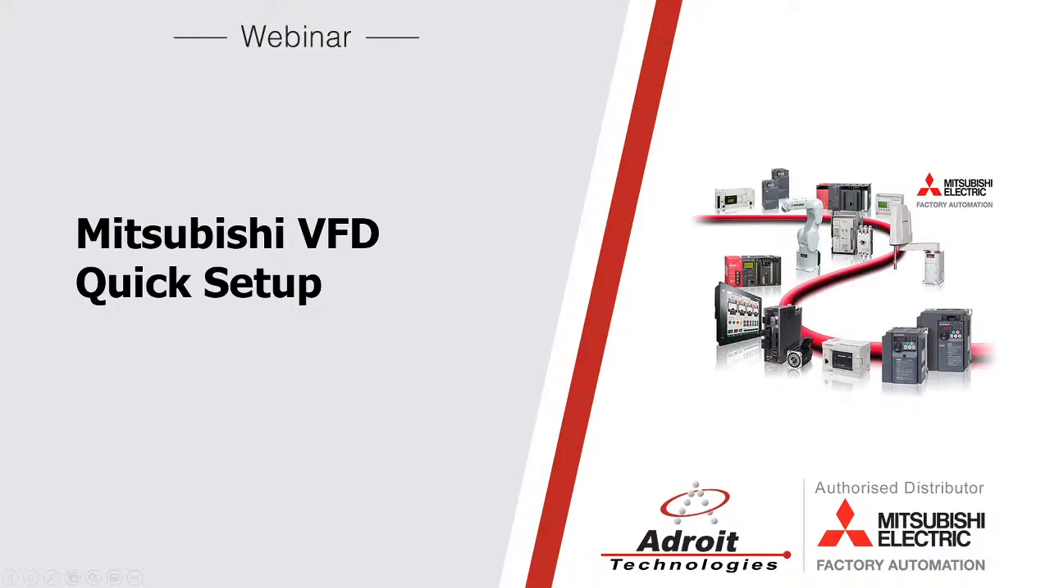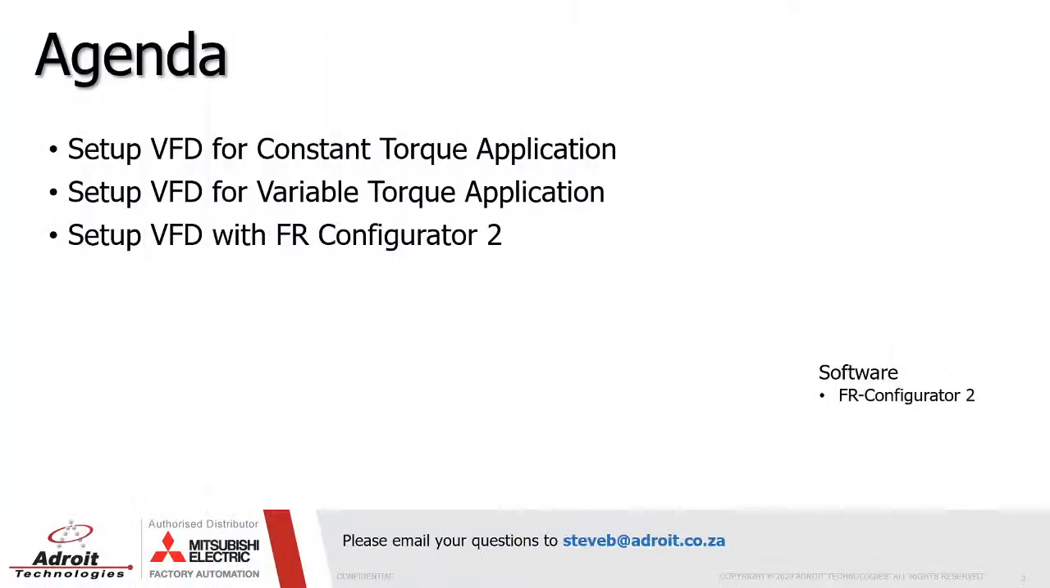Now, as we all are aware, there are close to 2,000 parameters on the VFD. To get your basic setup, there are only a few parameters needed and you can basically start up your VFD. But together with that, I'm going to discuss with you the differences between the two main applications, a constant torque application and a variable torque application. And then I'm going to do a quick setup using FR Configurator.